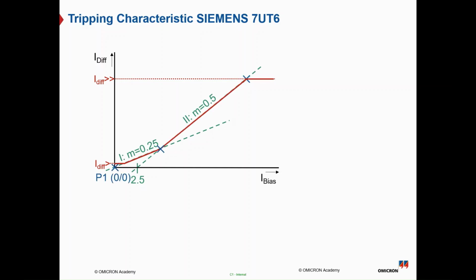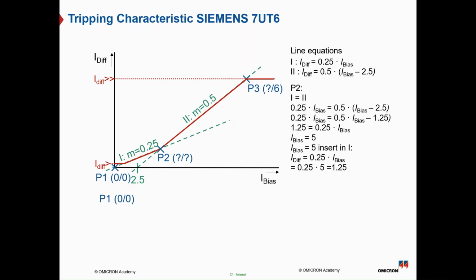So these points can be represented in the Siemens 7UT6. So point 1 is 0, 0. For point 2, we don't know the I bias and the I diff. And for point 3, we have the I differential double greater, which is supposed to be 6 per unit. And we can check the I bias value using the slope 2 equation. So by using the line 1 and line 2 equations, you can get the I differential and the I bias for point 2.